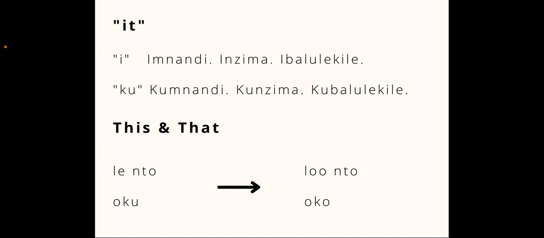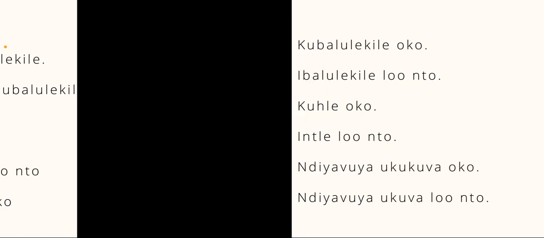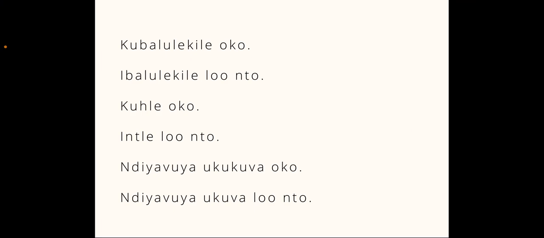And likewise, we have the two ways of saying this or that, the one coming from I and the one coming from ku. So we saw lento, this thing, which is another way of saying this, lento, and that becomes lonto, that thing, lonto. Or oku, this, becomes oko, that. Kubalulekile oko. It is important, that. So that is important. Ibalulekile lonto. That thing is important. Kuhle oko, or intle lonto, both meaning that is nice, or that is beautiful, that is good.